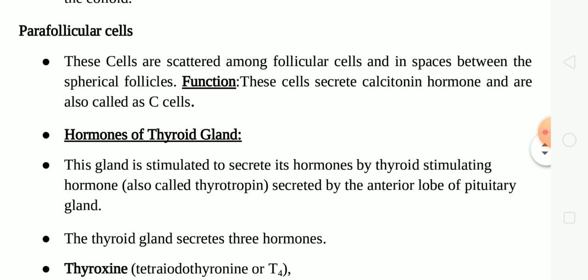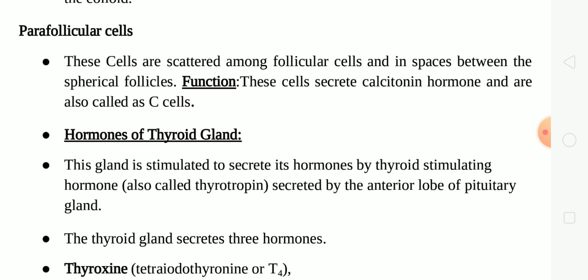And next about the parafollicular cells. These parafollicular cells are scattered among the follicular cells and in spaces between the spherical follicles. Follicles are surrounded by follicular cells, and in between the follicular cells, parafollicular cells are scattered among them, and inside the spherical follicles, in the spaces between the spherical follicles also, the parafollicular cells are scattered among them.